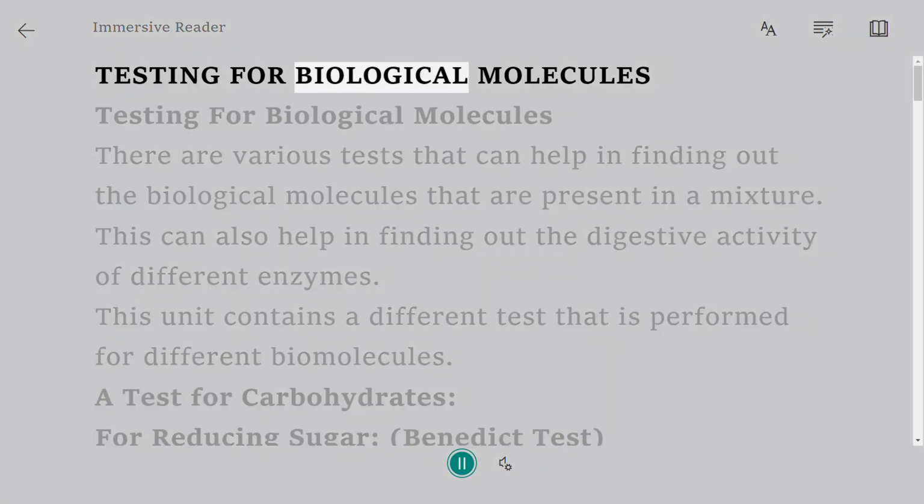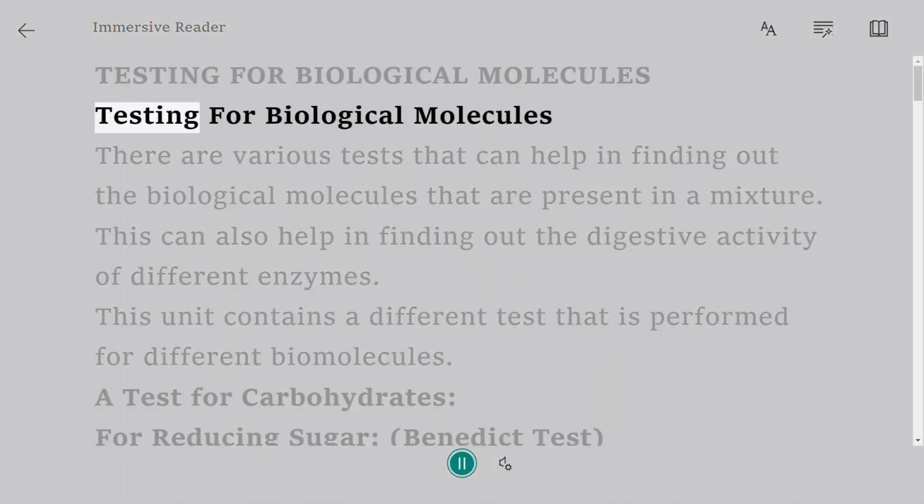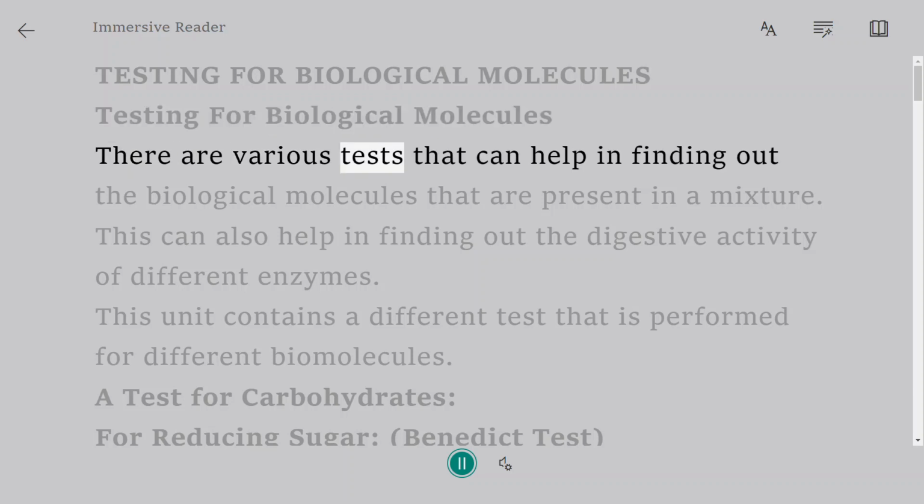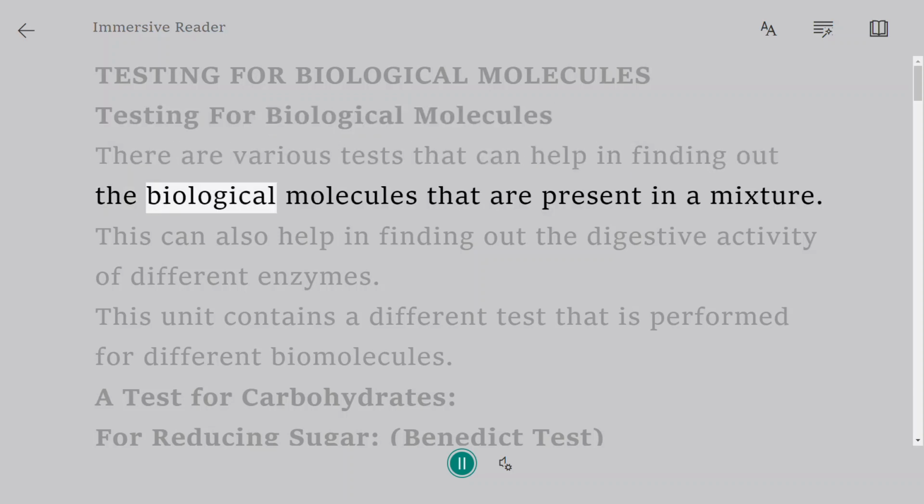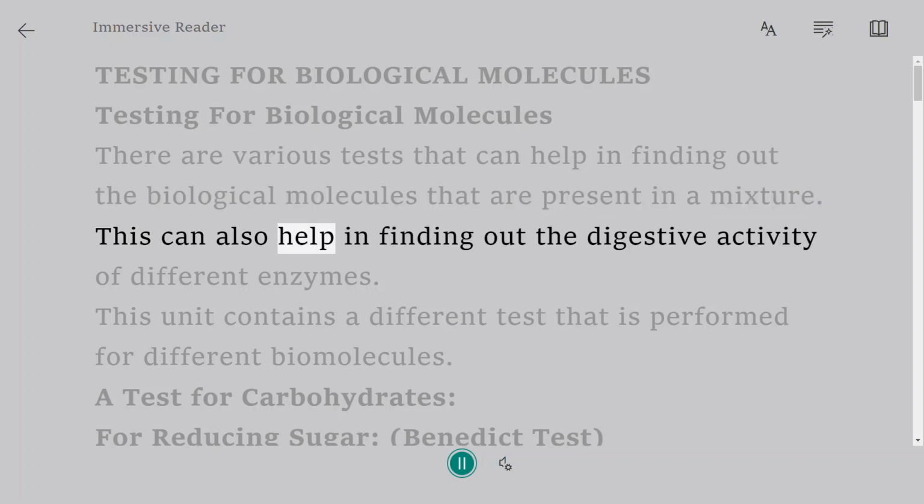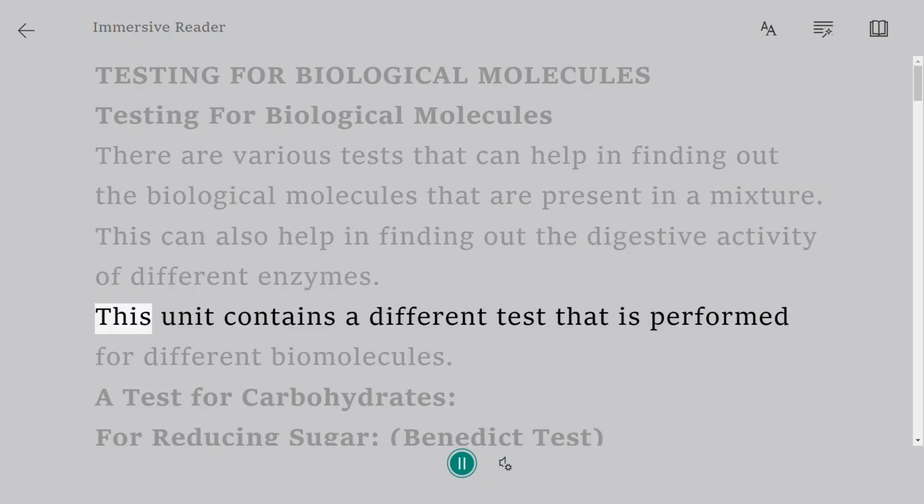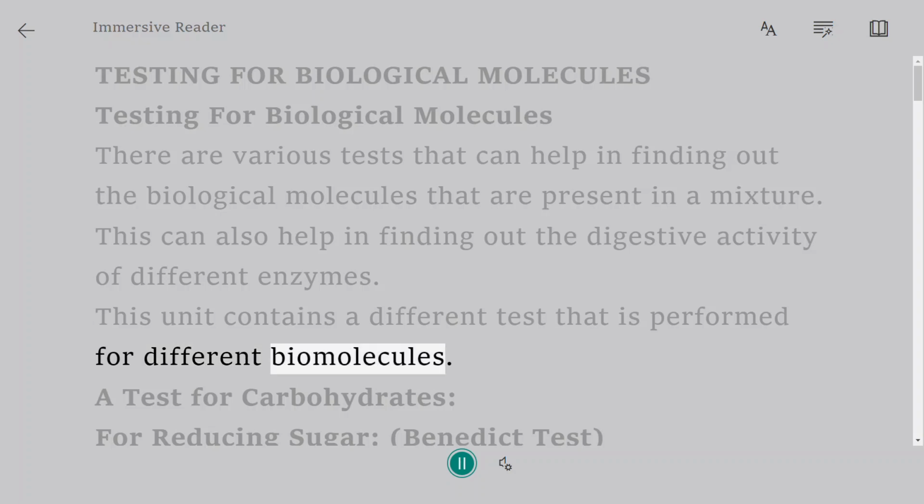Testing for biological molecules. There are various tests that can help in finding out the biological molecules that are present in a mixture. This can also help in finding out the digestive activity of different enzymes. This unit contains a different test that is performed for different biomolecules.